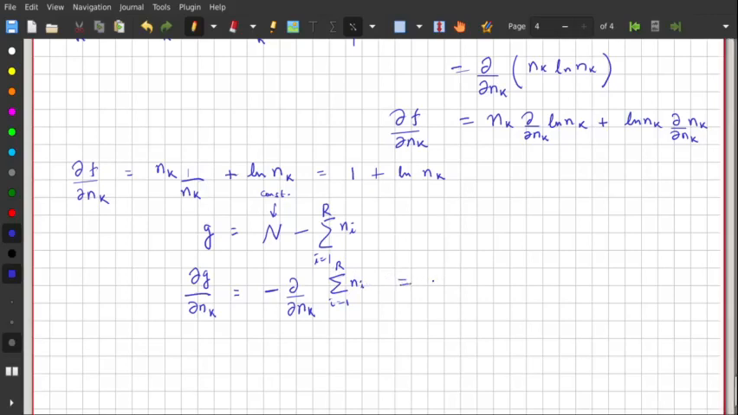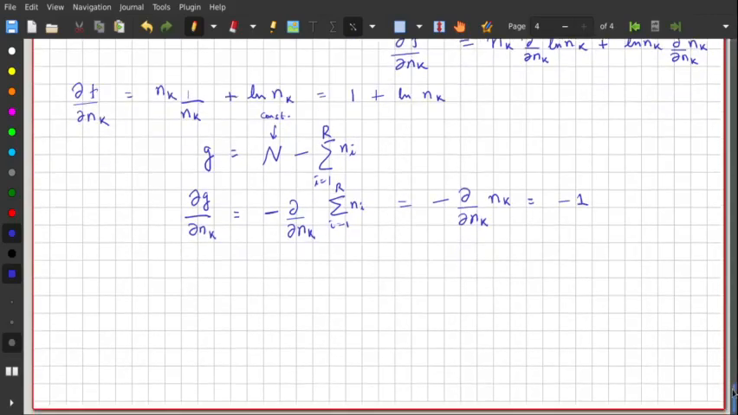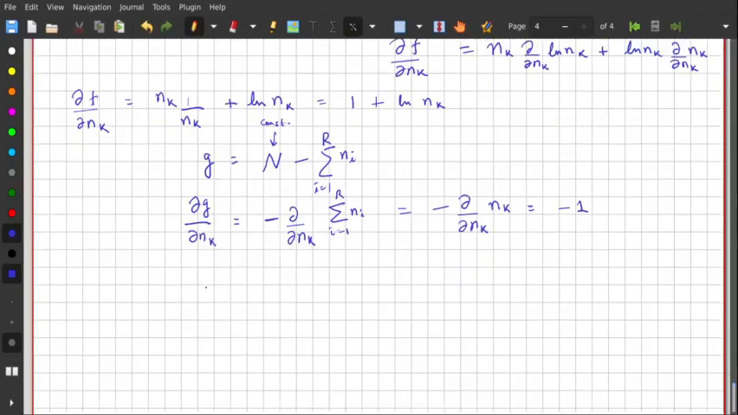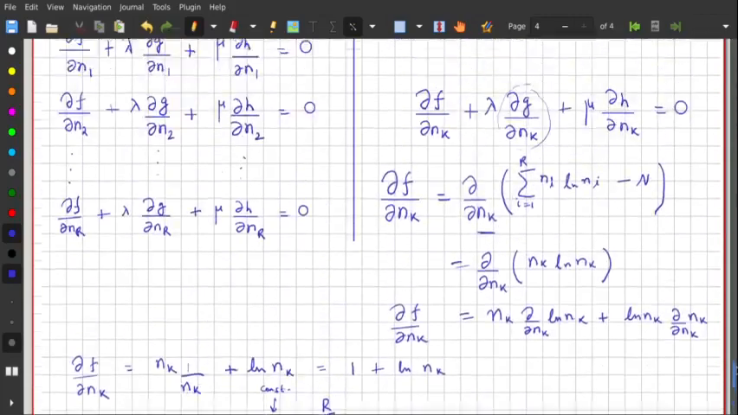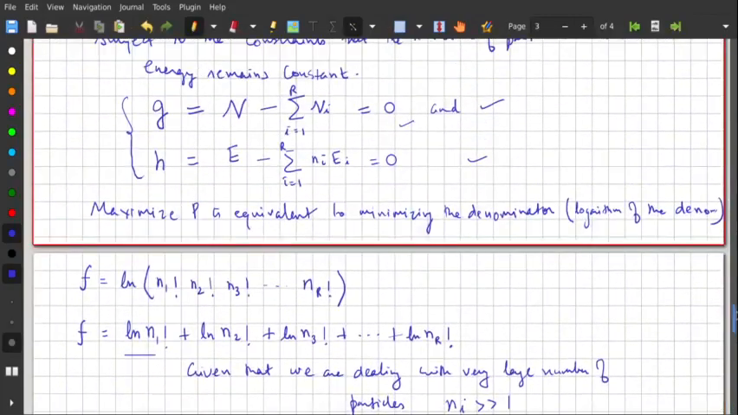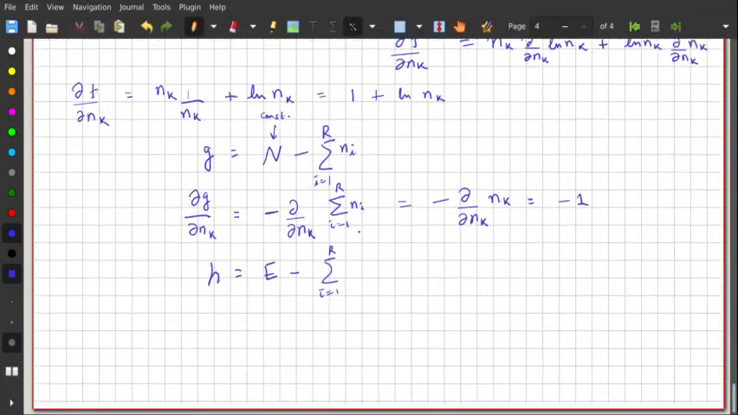So this will become minus derivative of n_k with respect to n_k, which is minus 1. Okay, and let's write what h was. So h was E minus the sum over i equals 1 to r of e_i n_i. That was n_i e_i.